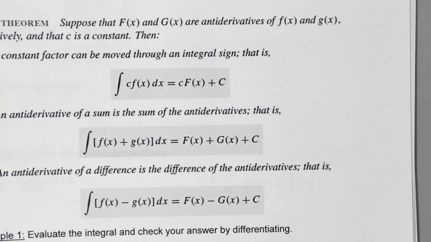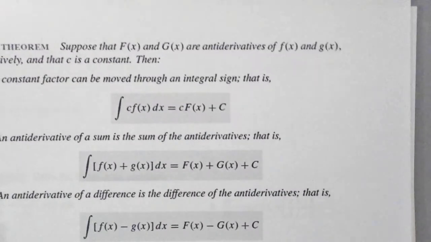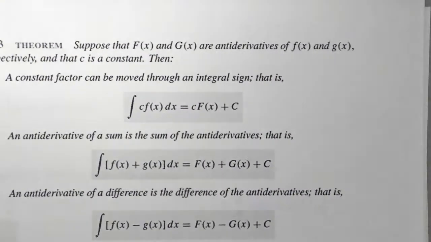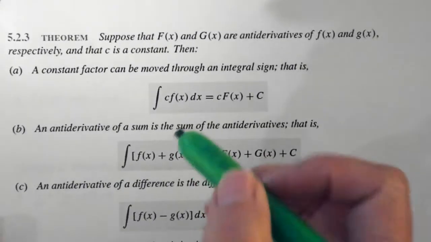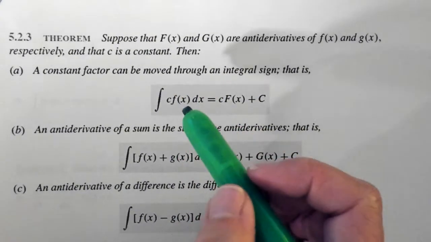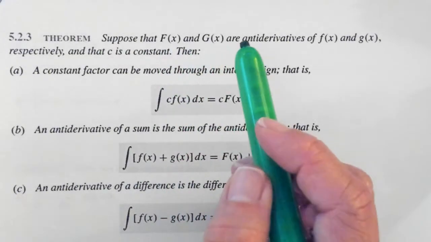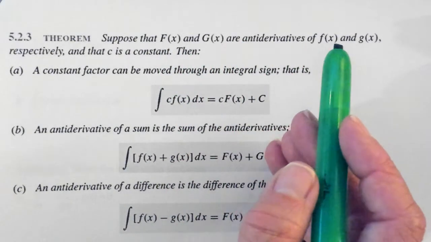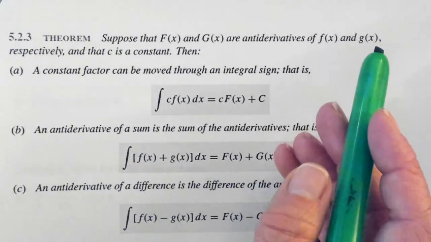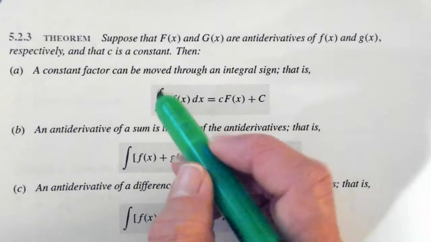All right, so we do have some theorems here that are going to help us get through what we need to do. They're not broken apart, so I'm actually going to show you a little bit of how they need to be broken apart. So here you're given two functions, F of x and G of x, and they are the antiderivatives of little f and little g of x. And don't forget that c is a constant.